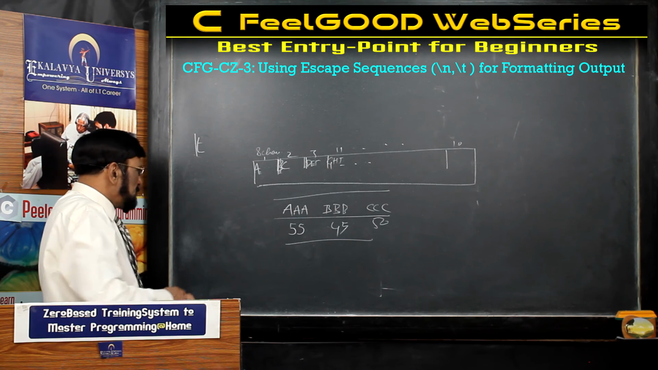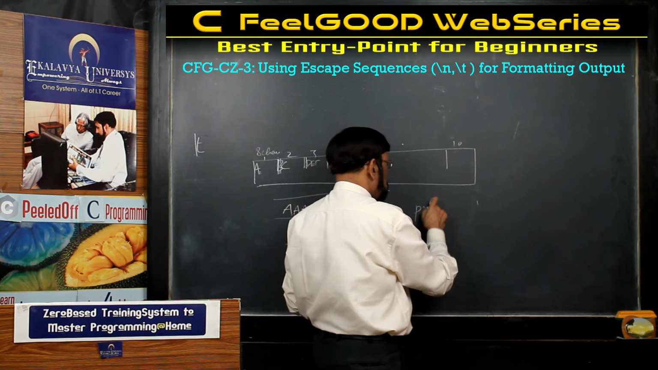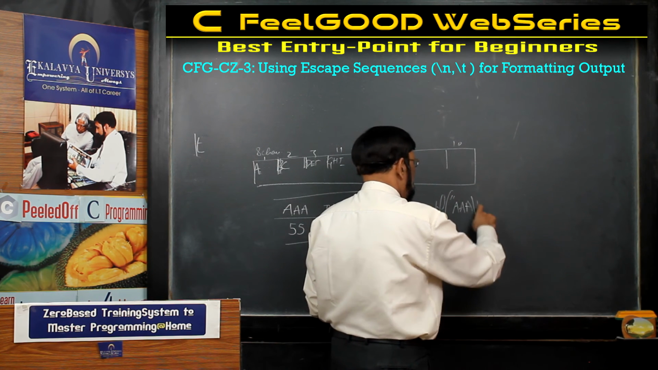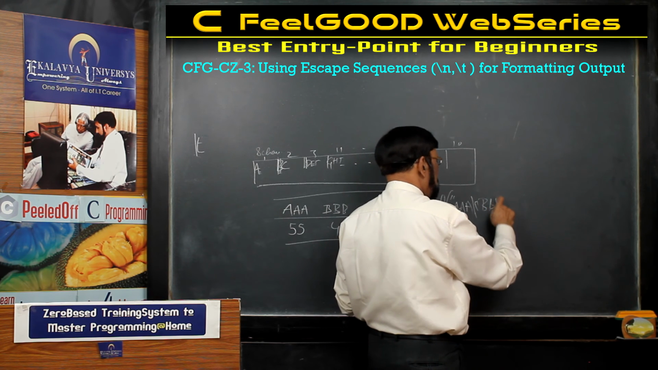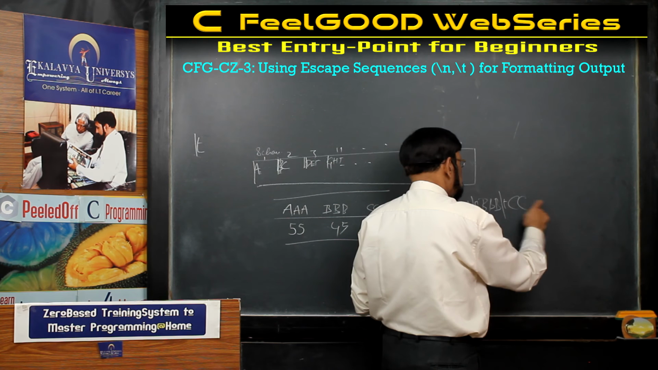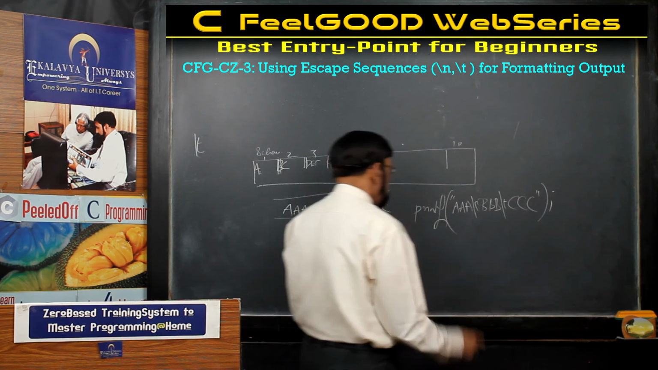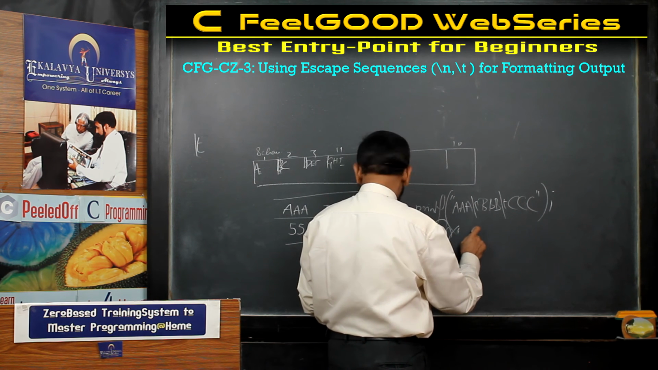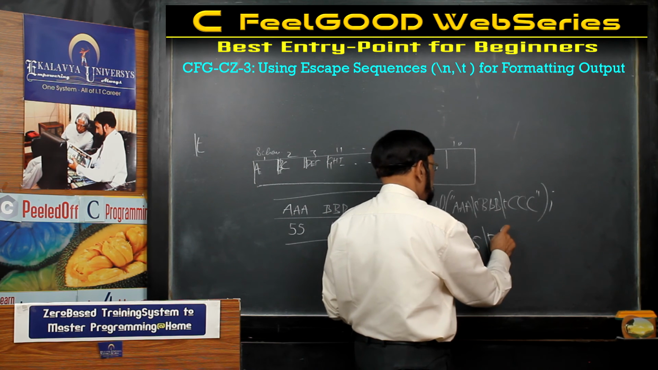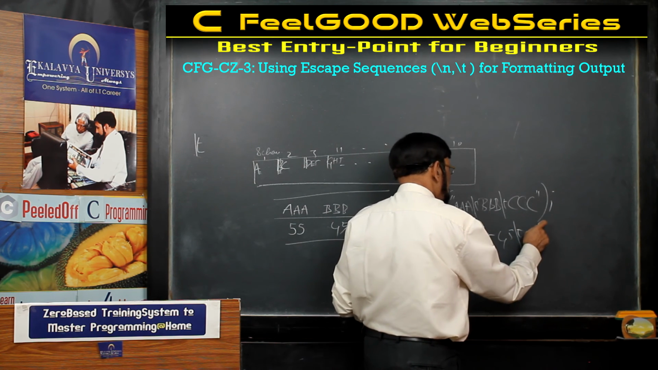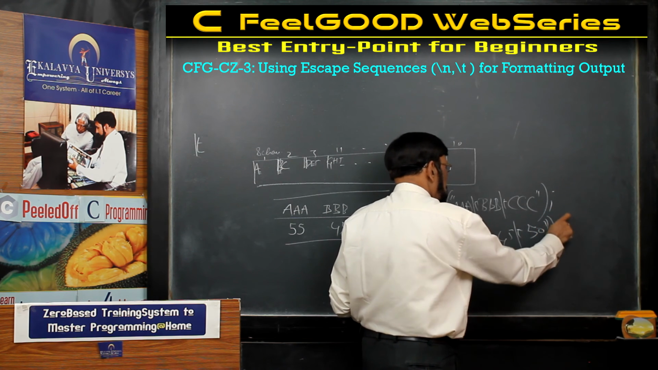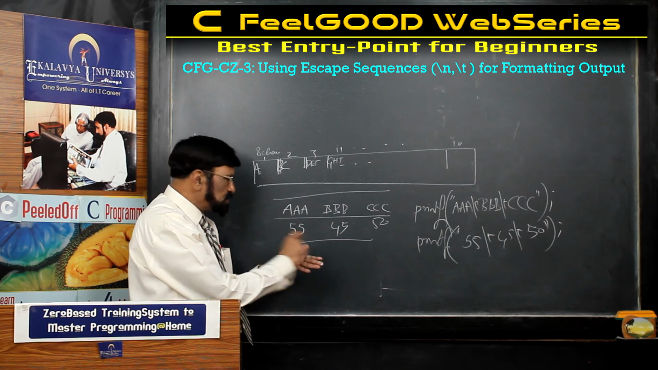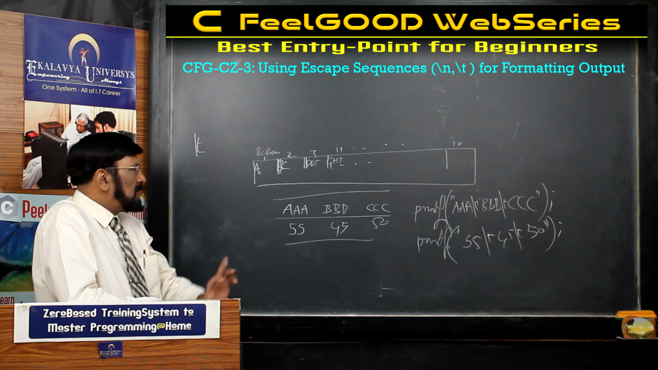Now you see how you write this code. Suppose printf triple A, horizontal tab, triple B, horizontal tab, triple C, like this you write. Below that you write, let us say, 55 horizontal tab, 45 horizontal tab, 50. Like this you write. Automatically this is organized like this. You need not count spaces and all that. That is the privilege with a horizontal tab.